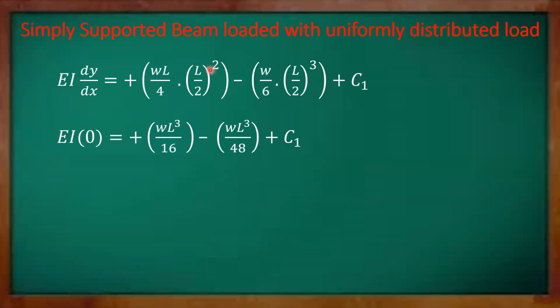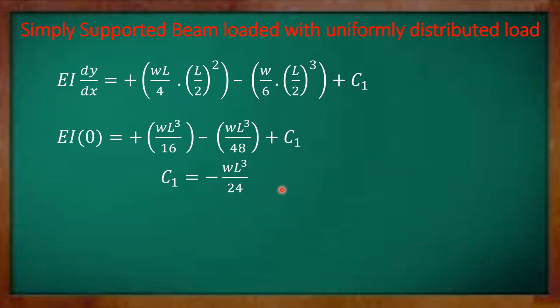When we simplify this, it becomes L square by 4, so this becomes WL cube by 16. And here you have L cube by 8; 8 times 6 is 48, so you have WL cube by 48. The left hand side becomes 0. Next we take the LCM. We get 3WL cube by 48 minus WL cube by 48, that is 2WL cube by 48, and it becomes WL cube by 24. When you bring it to the other side, you have the negative of the value, WL cube by 24.